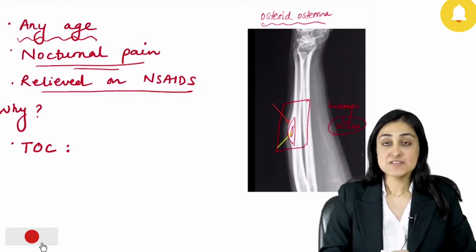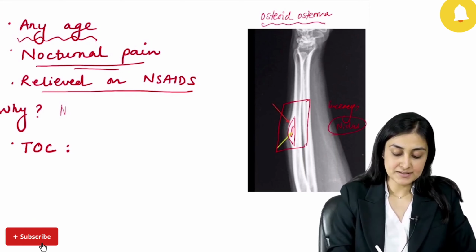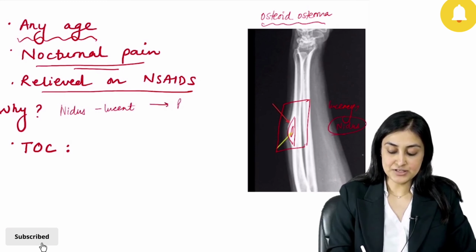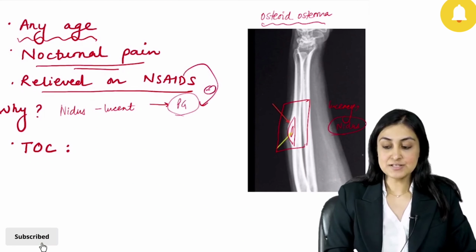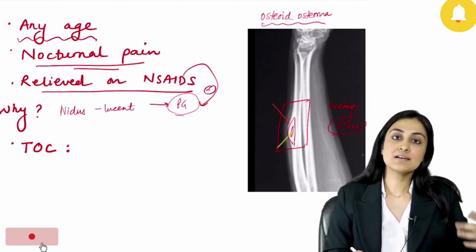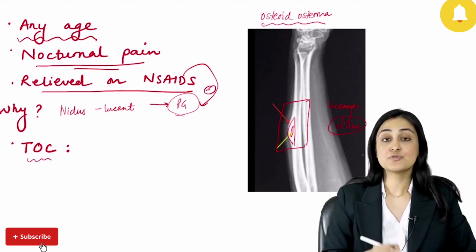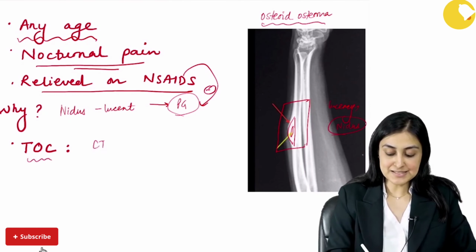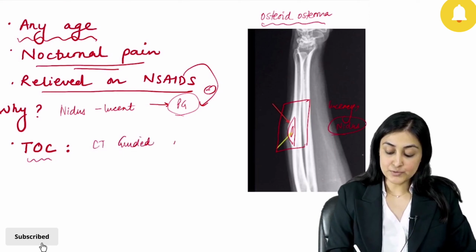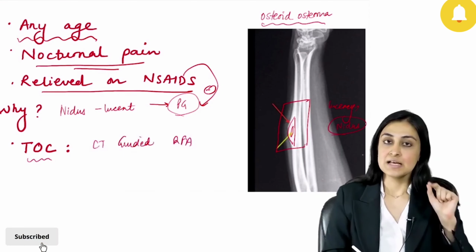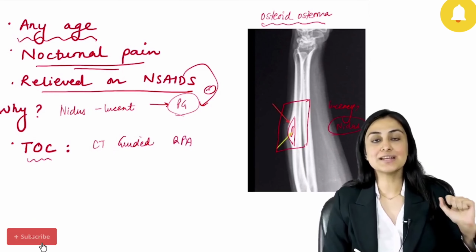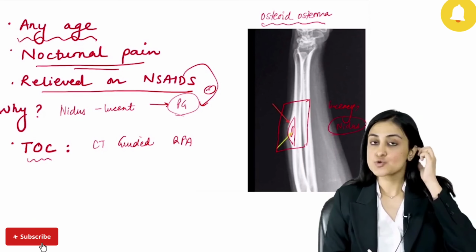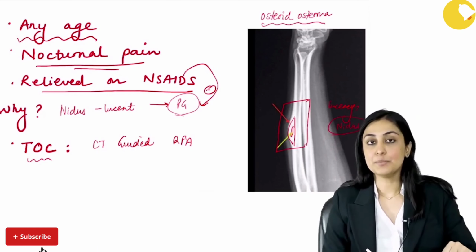And why does he have this typical scenario? It's because this central lucent nidus actually releases prostaglandins, and because NSAIDs directly block these prostaglandins, the pain gets relieved. And remember, the treatment of choice for osteoid osteoma is CT guided radiofrequency ablation. Under CT guidance, we basically put a probe into the nidus and ablate it using radiofrequency waves, and this treatment is called CT guided radiofrequency ablation.